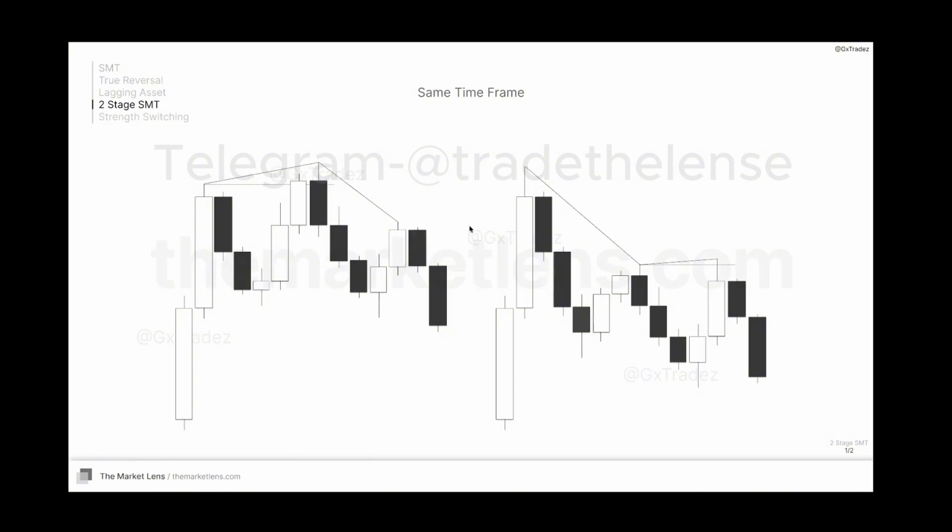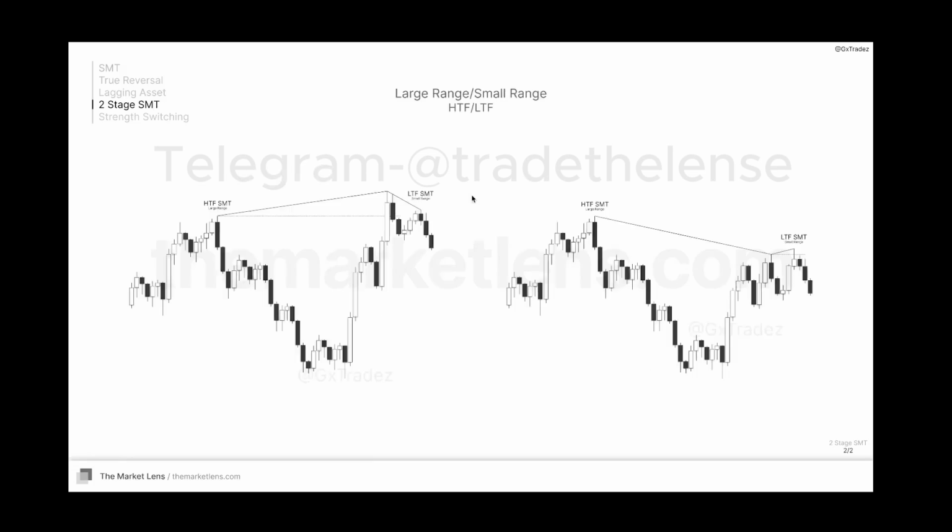Now, it doesn't have to be with the first failure swing that created the SMT. It can be in the distribution leg away from this, right? Showing some sort of switching of strength. Doesn't matter. But it's going to be with closer proximity highs and lows. Now, this is another form of two-stage SMT. It's going to be where the first SMT is an SMT that's very far off to the left.